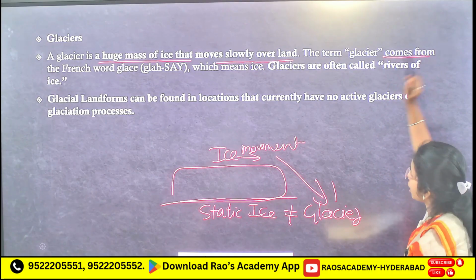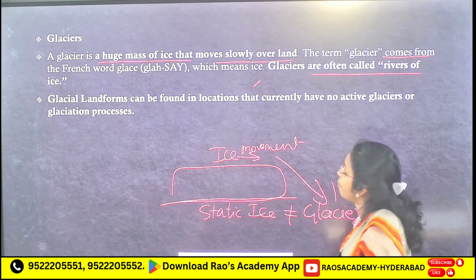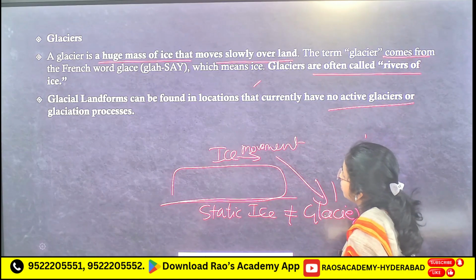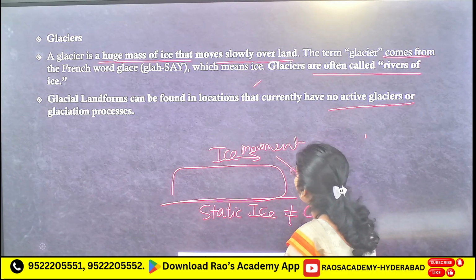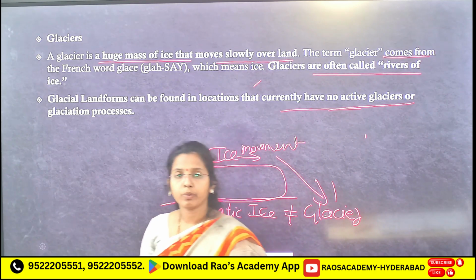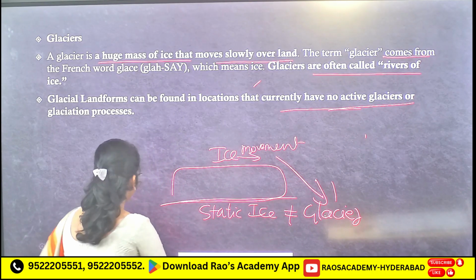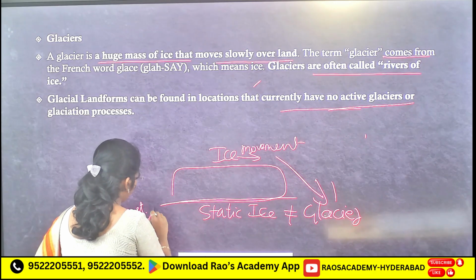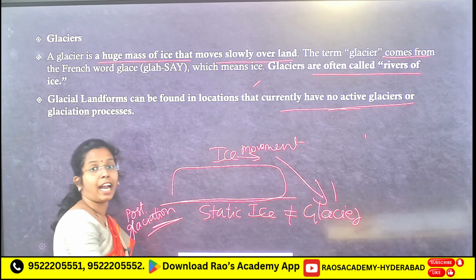The term glacier comes from the French word glace, meaning ice. Glaciers are often called rivers of ice. Glacial landforms can be found in locations that currently do not have any active glaciers. If that location is in the post glaciation period, you do not find any glacier there, but we find glacial landforms there.